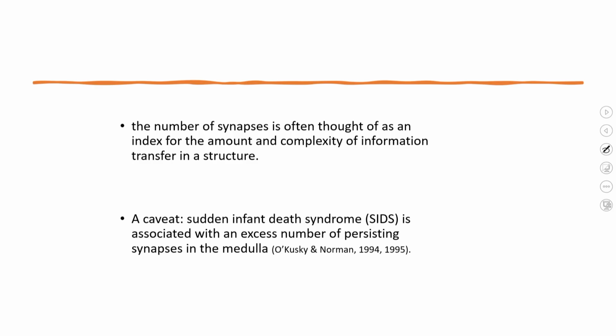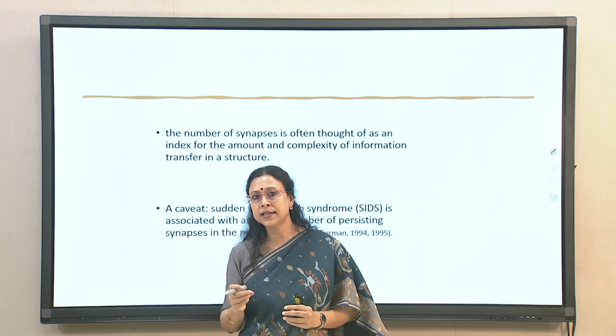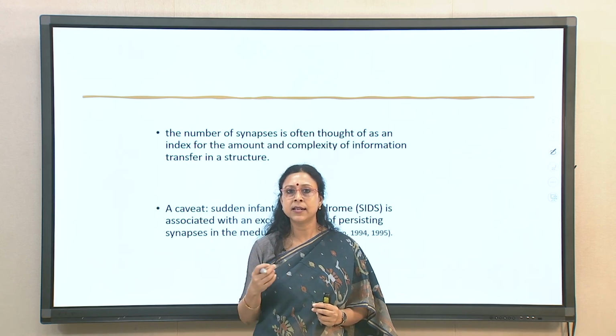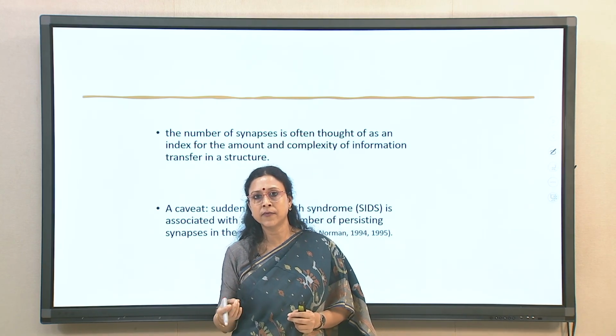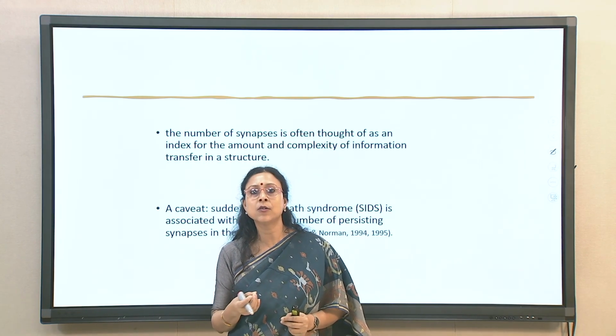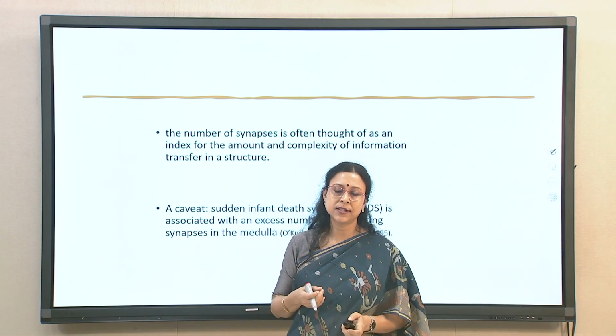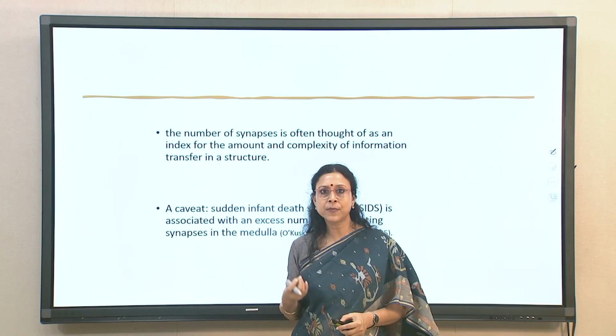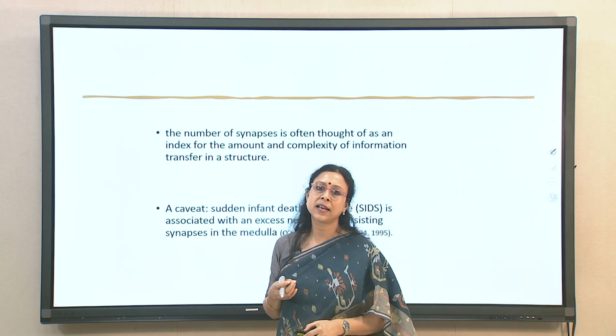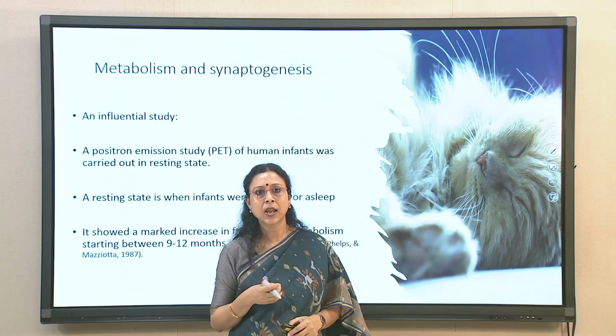There is a syndrome called sudden infant death syndrome, SIDS. This is associated with an excess number of persisting synapses in the medulla. So, even though a higher number of synapses is typically taken as an indicator of better or more complex transfer of information, sometimes it may not be a good thing at all. In the case of sudden infant death syndrome, it is typically caused by persisting synapses in a particular area in the brain.